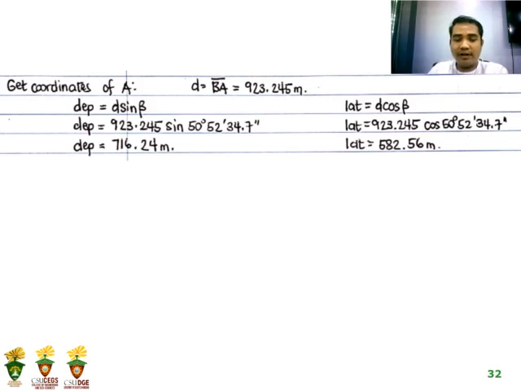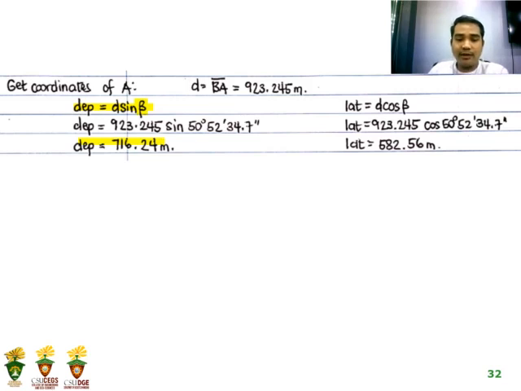To get the coordinates of A, we first need the latitude and departure calculations. For departure, we have this formula: departure is equal to B sine beta, where beta is what we denoted earlier as the azimuth from B to A. Substituting the values, departure is equal to 923.245 sine 50 degrees, 52 minutes, and 34.7 seconds, which results in a departure of 716.24 meters.